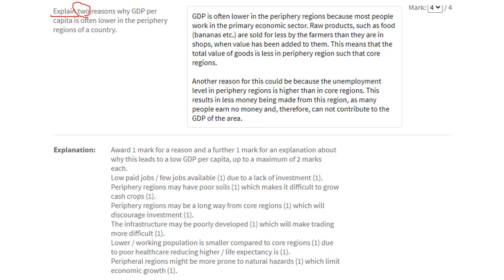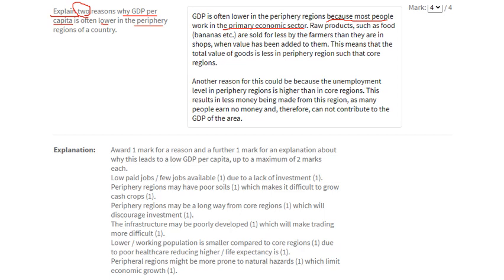And why is it GDP per capita, equivalent to average wage, is lower in the periphery of different regions of a country? Well, think about, what do you know about the periphery, and why does that mean that the average wage would be lower? So it might be, as we can see in this answer here, it's a really simple one. It's often lower because most people work in the primary sector. Now this would be the point. Although they've used the word because, they've not explained it, they've just made the point. So that would be worth 1 mark there.